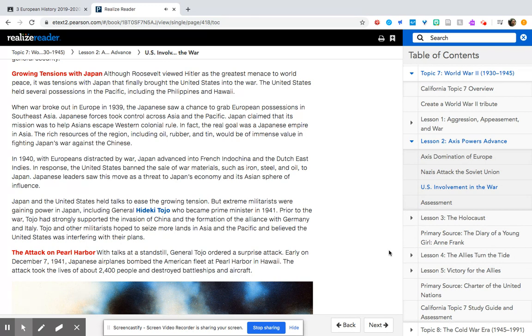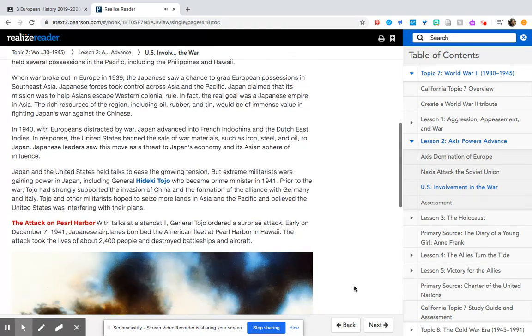Japan and the United States held talks to ease the growing tension, but extreme militarists were gaining power in Japan, including General Hideki Tojo, who became prime minister in 1941. Prior to the war, Tojo had strongly supported the invasion of China and the formation of the alliance with Germany and Italy. Tojo and other militarists hoped to seize more lands in Asia and the Pacific and believed the United States was interfering with their plans.